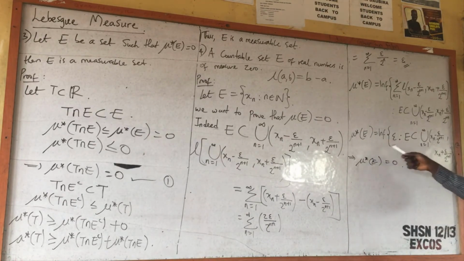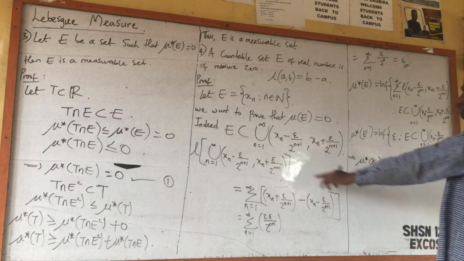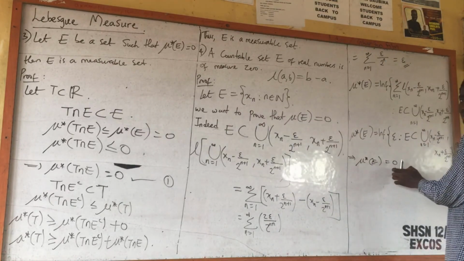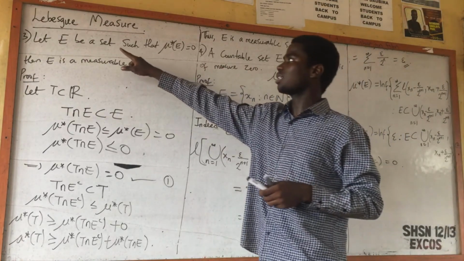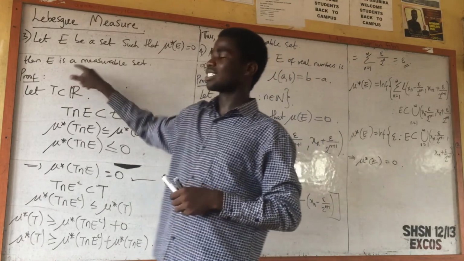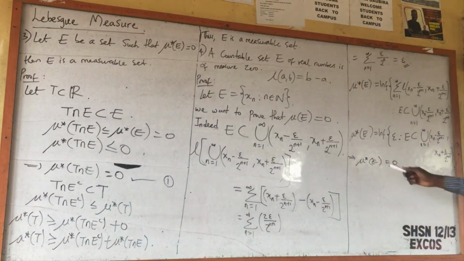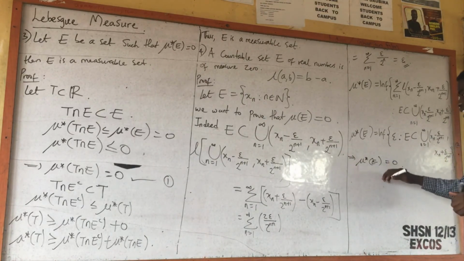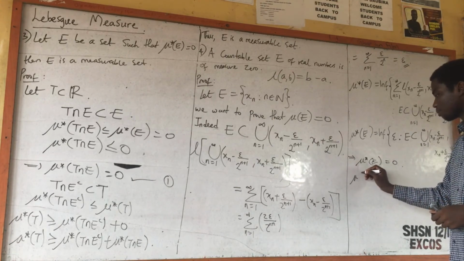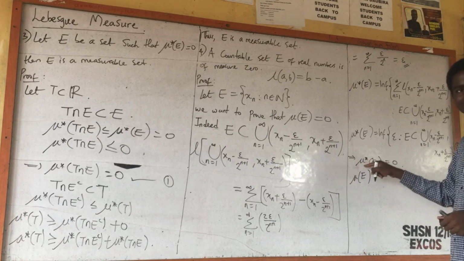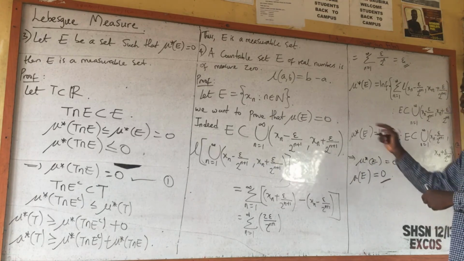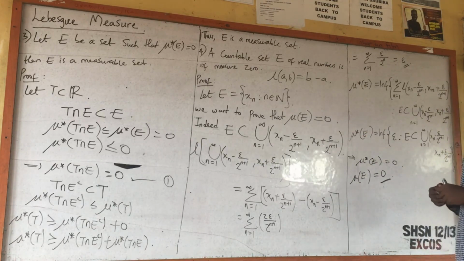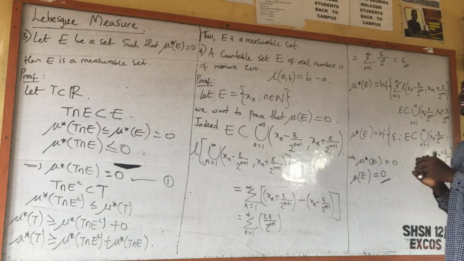From what I have calculated here, the outer measure of this countable set E is 0. Since the outer measure is 0, the set is measurable. If the set is measurable, the measure of E will be equal to its outer measure. Since it is equal to its outer measure, the measure of E is also 0. So a countable set E of real numbers is of measure 0.